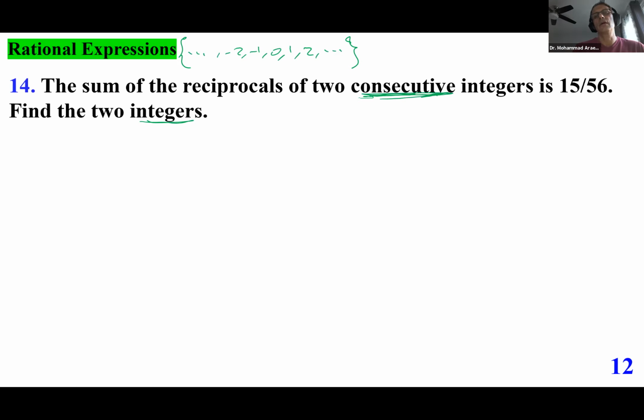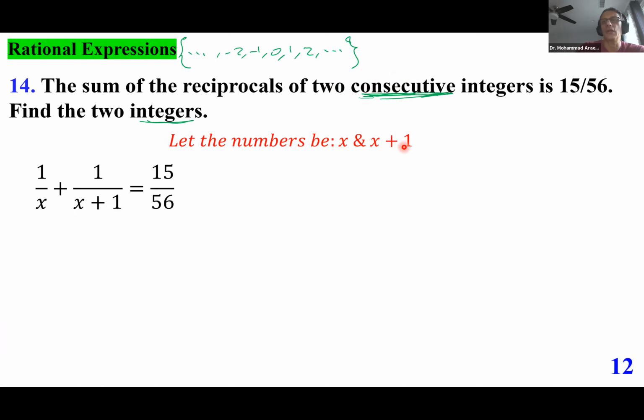And when we say consecutive, if the first one is x, then the next one must be x plus 1, the next one must be x plus 2, so on and so forth. Sometimes they mention two odd consecutive or even consecutive, in which case the difference is 2. Instead of x and x plus 1, we would have x and x plus 2. But this is simply consecutive, and the reciprocal of this one is 1 over x, this one is 1 over x plus 1. They add up to the number given.